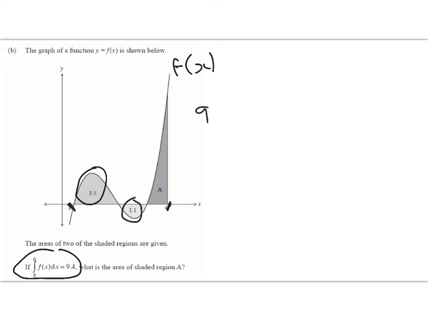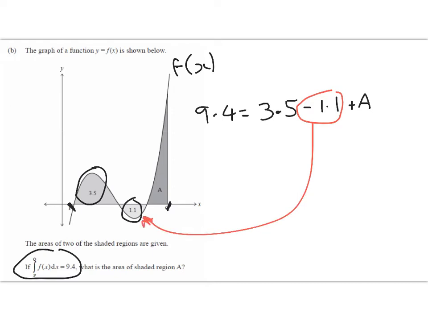Well, we know that 9.4 is going to be equal to these things. 3.5 minus 1.1 plus A. Now, if you're wondering why that's minus 1.1, it's because it's below the curve. So what that means is that the area that we call the signed area is 1.1, right?